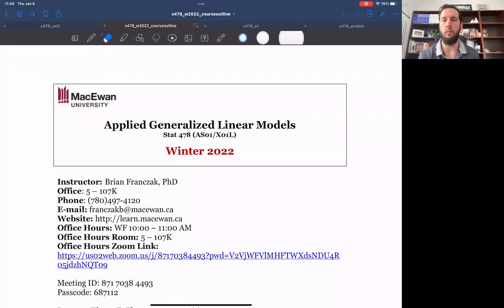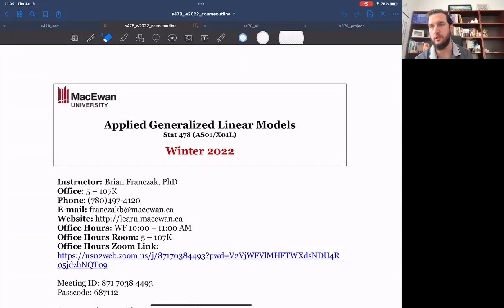All right, so welcome to the first lecture for Stat 478, which is Applied Generalized Linear Models. Fun fact, this is the very first time this course is being taught as Stat 478. I actually taught this course once 2 years ago when it was still listed as a Stat 495, but the course is run pretty much the same way with some differences in assessment.